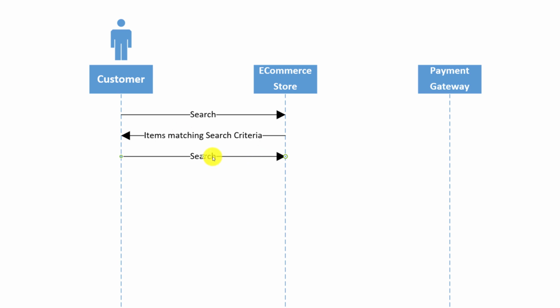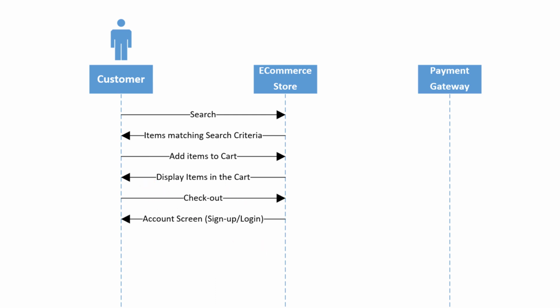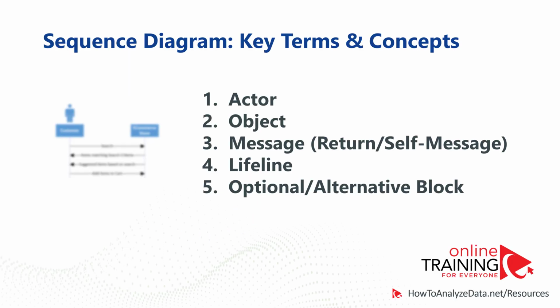Once customer reviews the items available based on the search criteria, they can add items to the cart. An e-commerce store can display items in the cart. Once all items have been added, customer can start the checkout process. At this point, they will be presented with an account screen, where they can choose either to sign up with a new account or log in with an existing account.